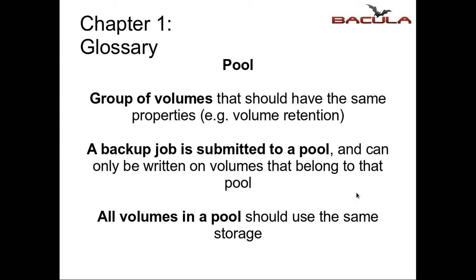When I submit a backup job, I have to have writable volumes in the same pool to which the job is submitted. There is no use having writable volumes in other pools that are not the one to which you submitted the backup. And there's an implicit rule from Bacula: all volumes in a pool should use the same storage. So if you have more than one storage device, for example disks and a tape library, you should have at least one pool for volumes in disk, and one pool for volumes in the tape library.